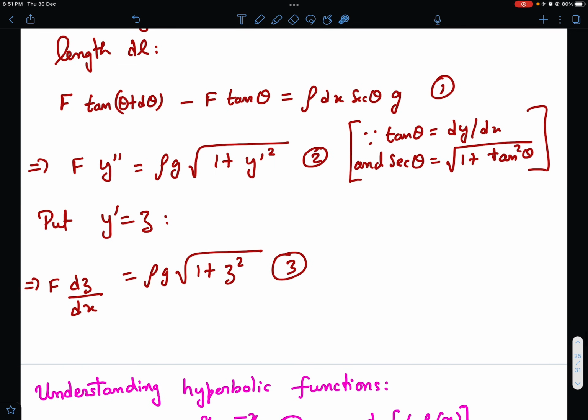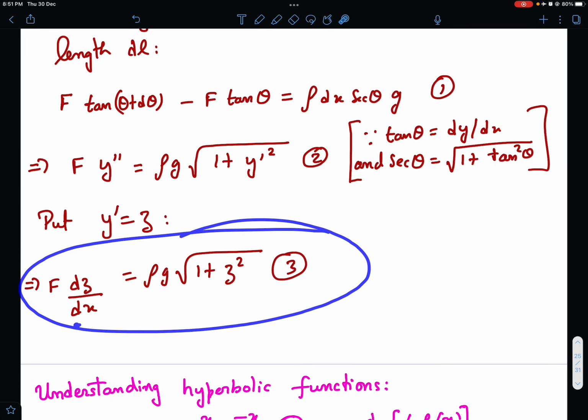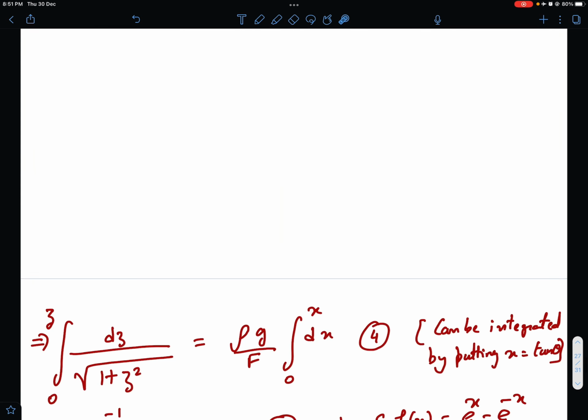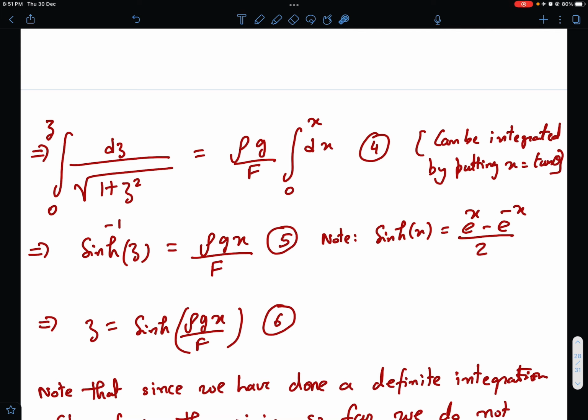Now coming back to the differential equation, this was the differential equation: F dz by dx is equal to rho g under root of 1 plus z square. So I've just separated the variables and written this differential equation once again. So dz upon under root of 1 plus z square is rho g by F into integration of dx. And our catenary was going like this, and this is x equal to 0. Here the slope is 0.